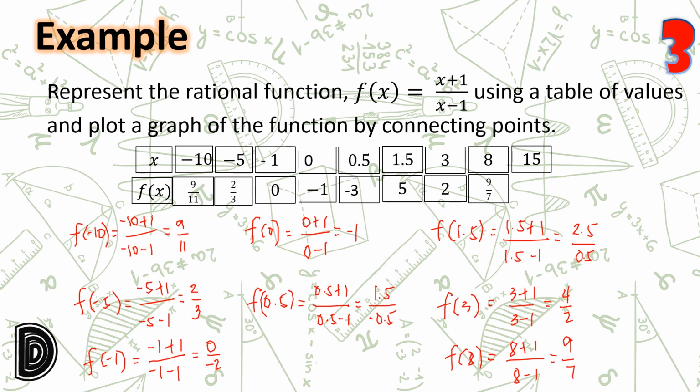And if x is equal to 15, we'll have f of 15, so we'll have 15 plus 1 over 15 minus 1, and this is 16 over 14. Then this can be simplified as 8 over 7.